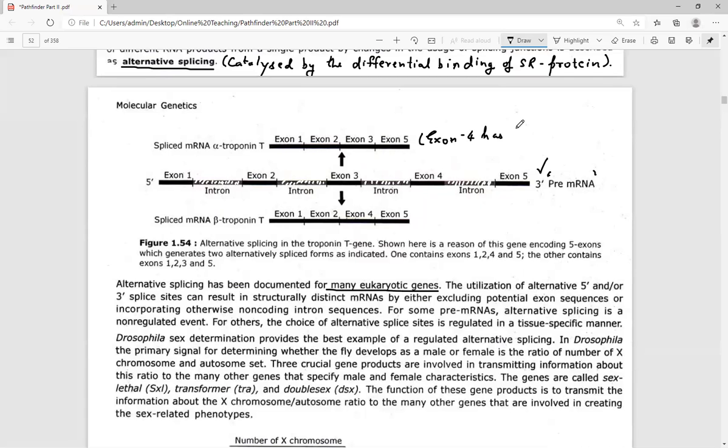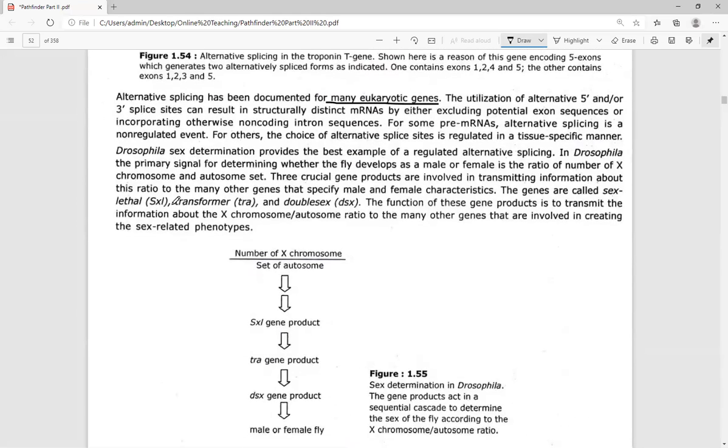Exon 4 has been excised off. Okay, so there is the exon 4 which has been excised off. Here, in the diagram below, exon 3 has been excised off. Here, the exon number 3 has been excised. So this is how alternative splicing is taking place.